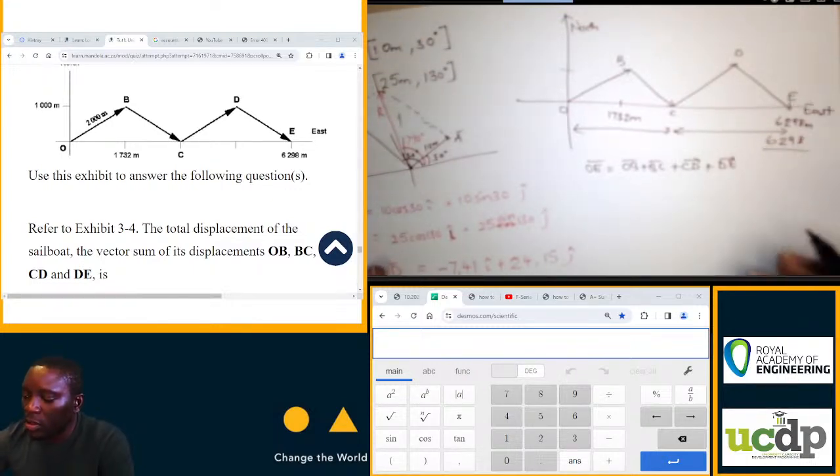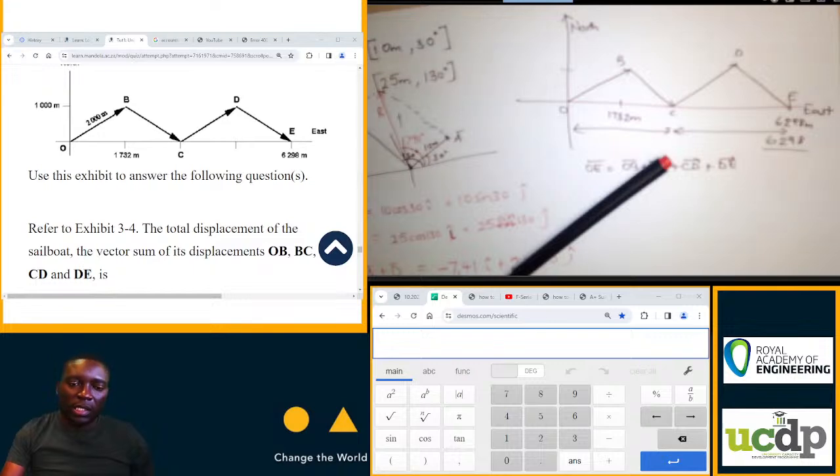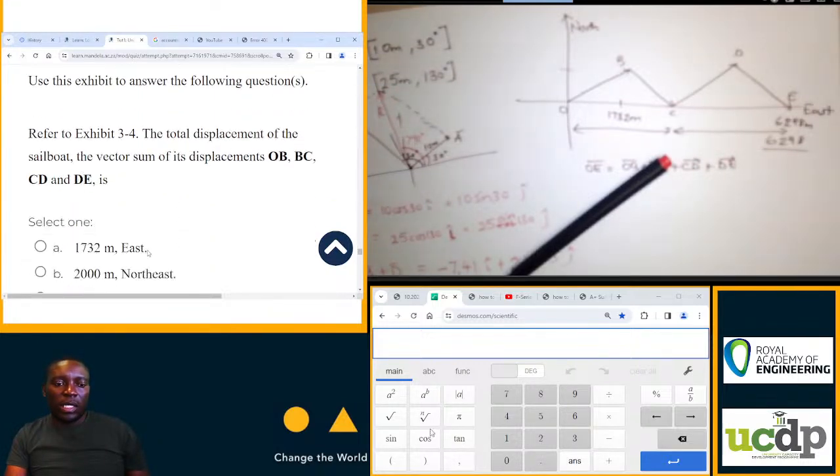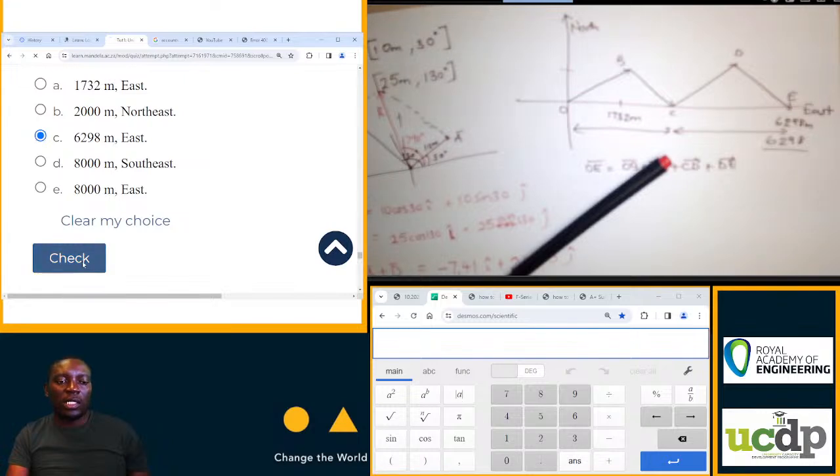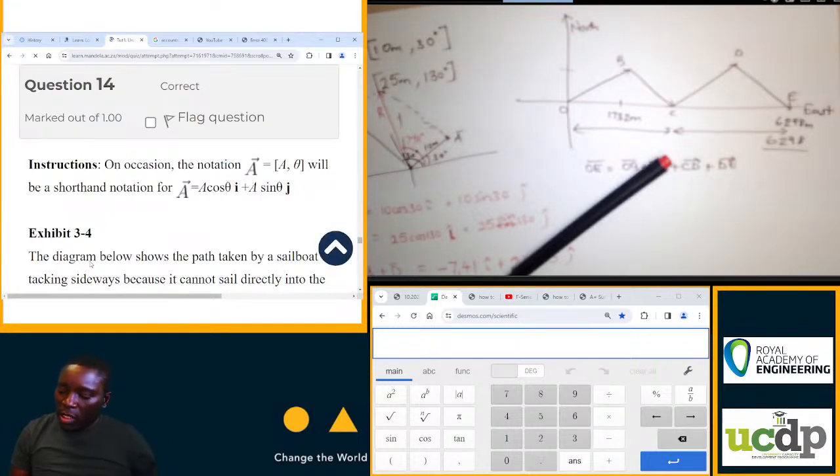We don't need to calculate anything. We just have to know what is displacement and look at the given figure, then pick the appropriate answer. So there's nothing to really calculate there rather than pick that displacement is a magnitude of 6298 meters in one direction, which is the easterly direction. So nothing to really calculate there. The answer is already there and given.